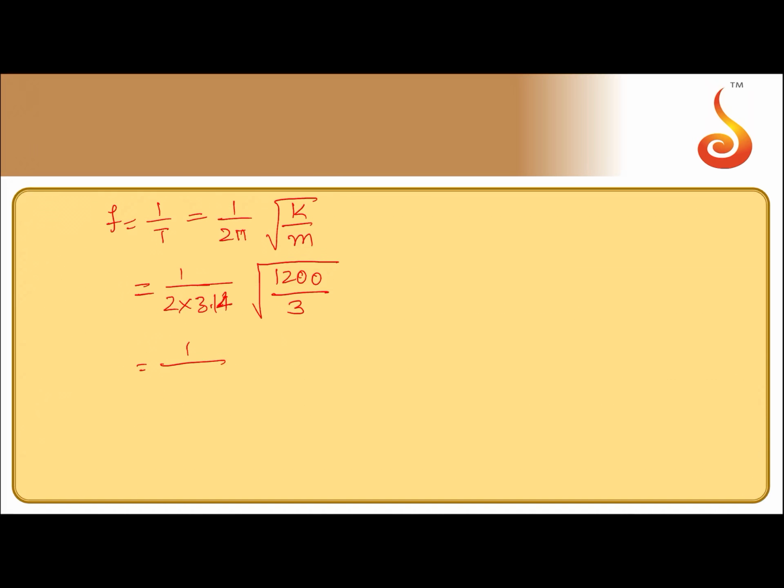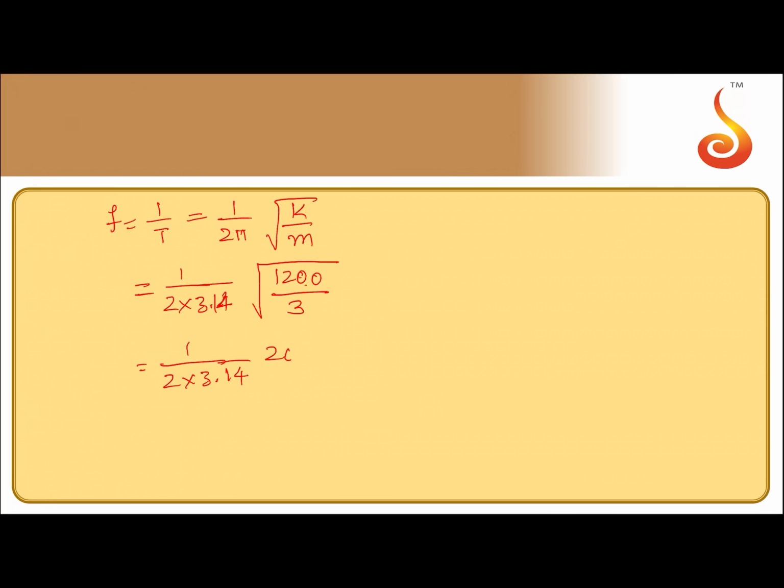So frequency of oscillation is given by f is equal to 1 by T, so that should be equal to 1 by 2 pi root of k by m. It doesn't matter to what distance you have pulled it. So 1 by 2 into 3.14 into root of k, which is 1200 they have given. The mass attached is 3 kg.